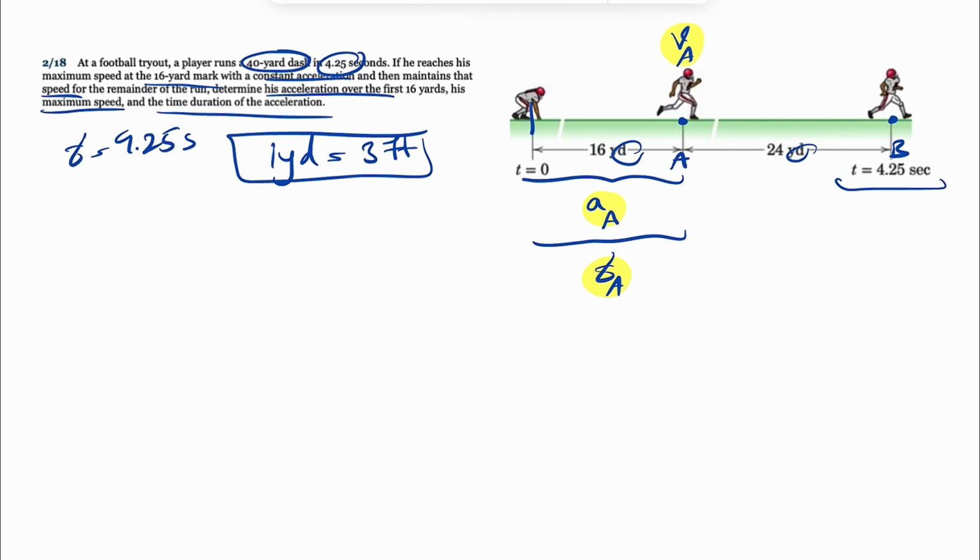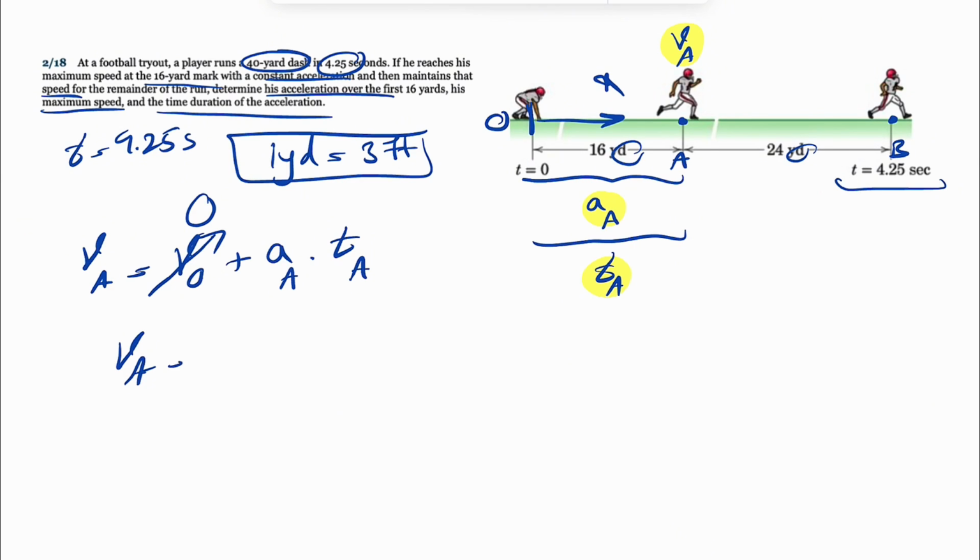Let's call this our x-axis, and this will be our 0. In the first 16 yards, we have a constant acceleration. So the velocity at A is equal to the initial velocity plus the acceleration AA times TA. The initial velocity is 0 because the player starts to run. So basically VA is equal to AA times TA. These are the three unknowns that we are trying to figure out.